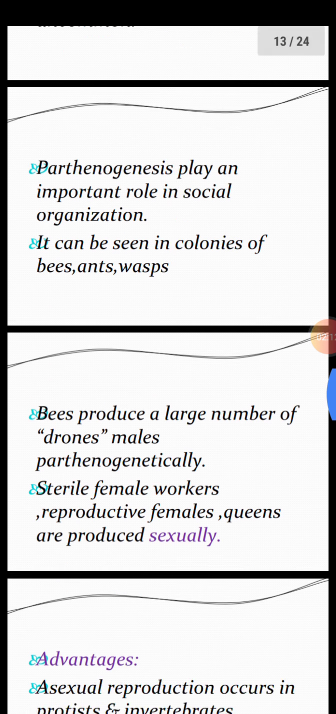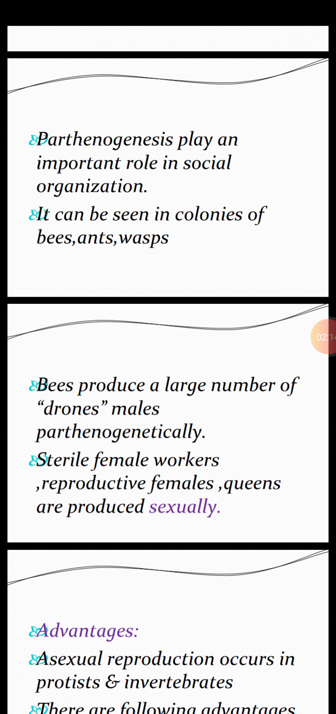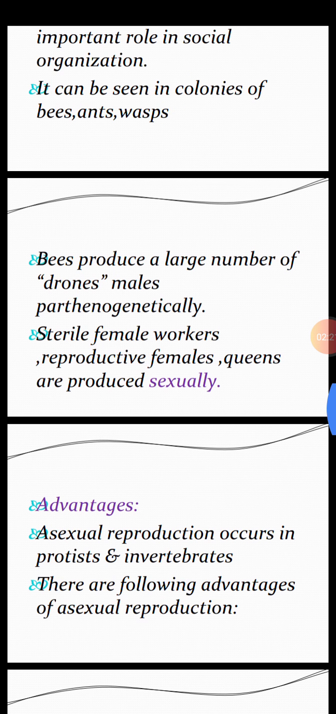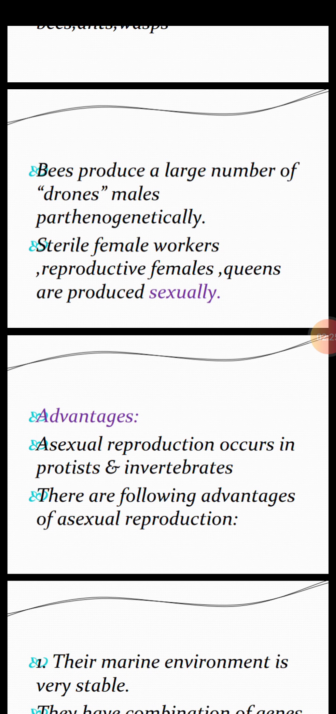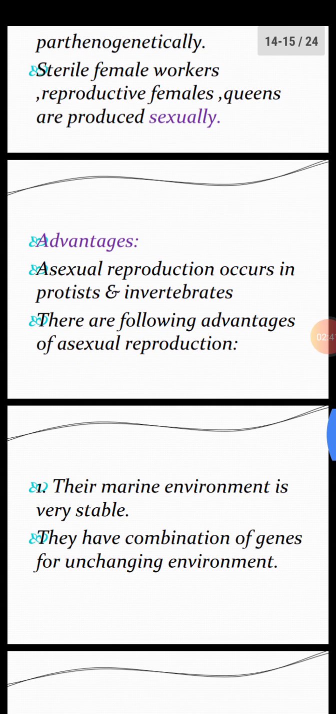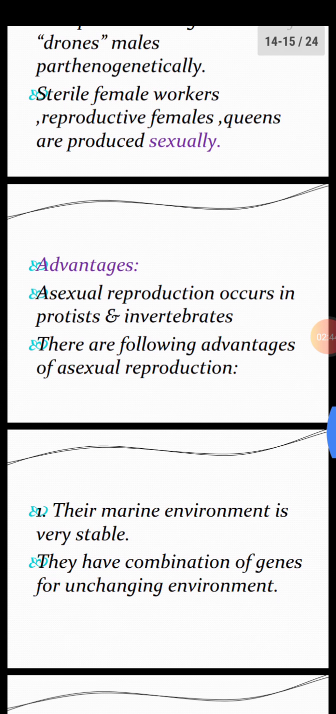Parthenogenesis plays a very important role in social organization. It can be seen in colonies of organisms like bees, ants, and wasps. These bees produce a large number of male drones parthenogenetically. As you know, male honeybees, called drones, are produced by parthenogenesis. There are some non-fertile sterile female workers, and reproductive females, which are called queens, are produced sexually.